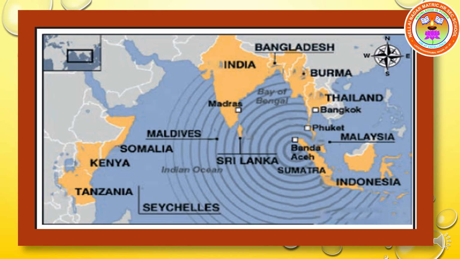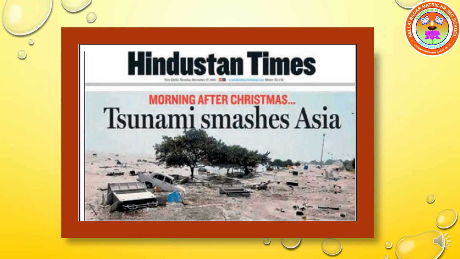See this image, children. This image shows the places which were affected by tsunami. Okay, see India, Burma, Thailand, Bangkok, Malaysia, Indonesia, Sri Lanka, Maldives, Somalia, Kenya, Tanzania. Okay, these are the places affected by tsunami. Okay, see this, children. Hindustan Times: Tsunami happened morning after Christmas. Tsunami smashes Asia. See this picture. See the places, how they are affected.